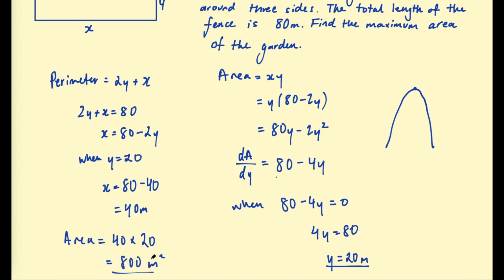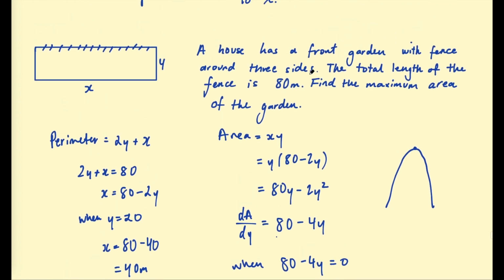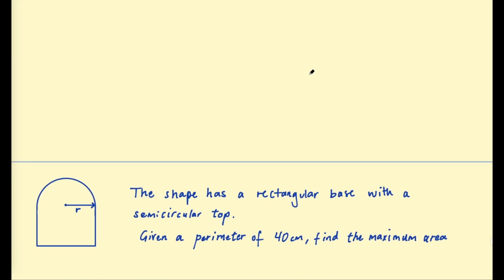Okay, so that is the maximum area of the garden given the length of the fence of 80 meters. Pretty cool, right? So you take a problem that looks quite difficult without calculus, and you can see calculus gives us a nice general method to solve these quite easily. Okay, let's have a look at another example.